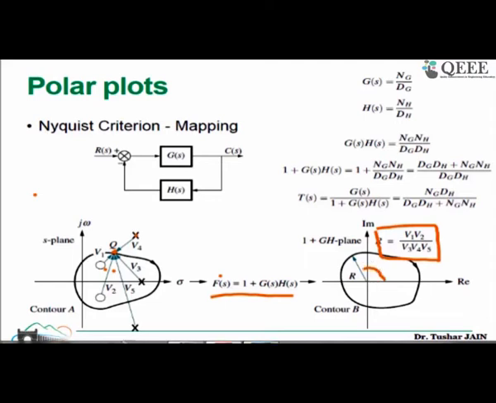In a similar way, I can take any point on this contour and plot it into the function plane, which is the 1 plus GH plane. We haven't come to the Nyquist plot so far. It just speaks about the mapping from one plane to another plane and what kind of function I use for the mapping.